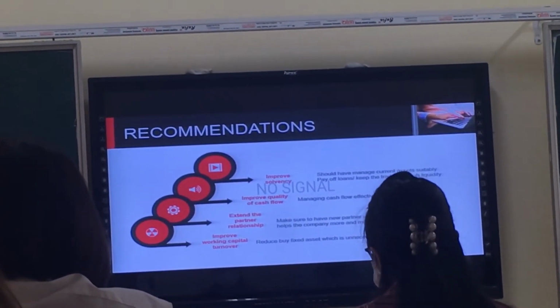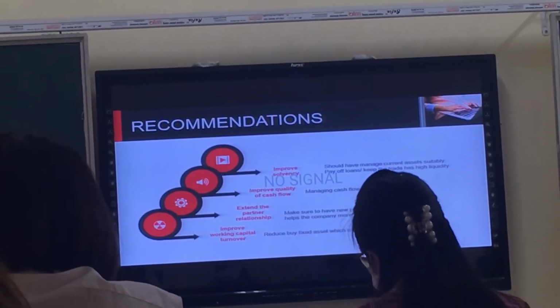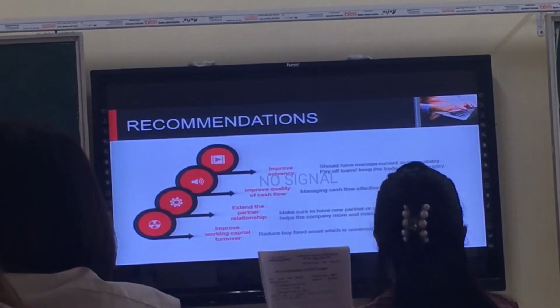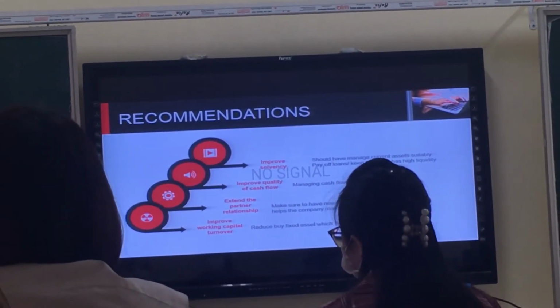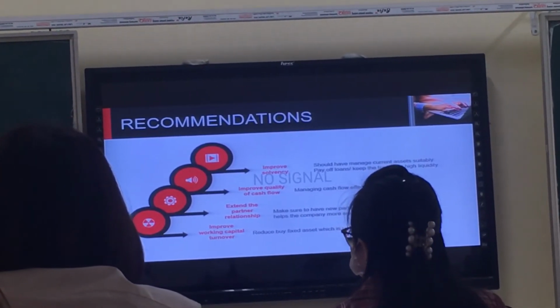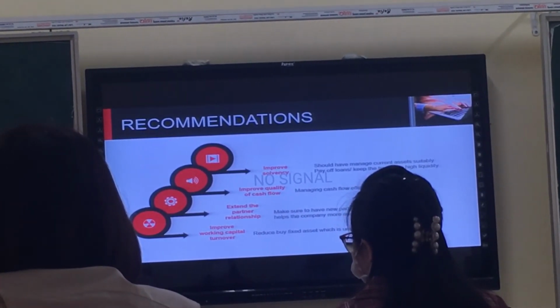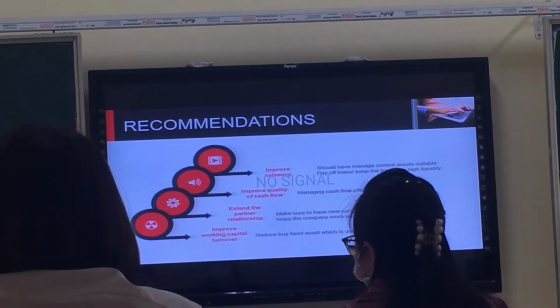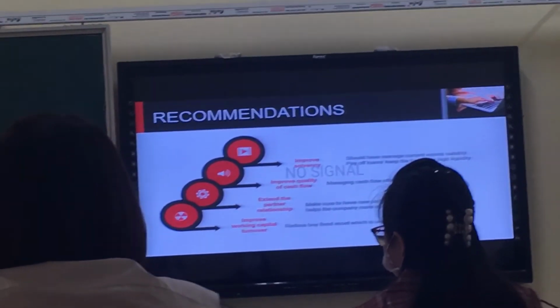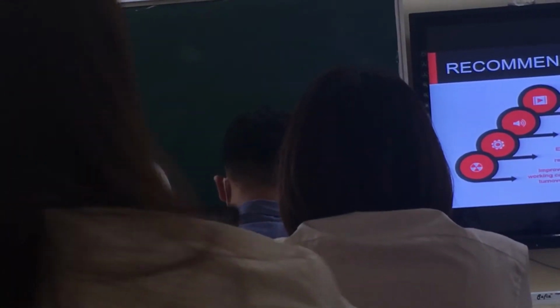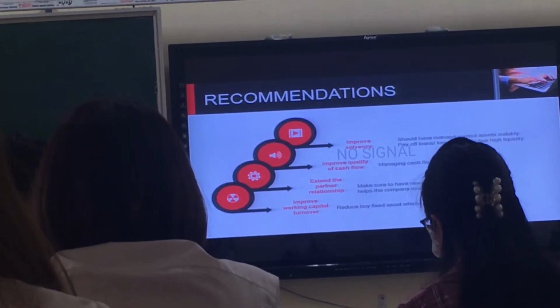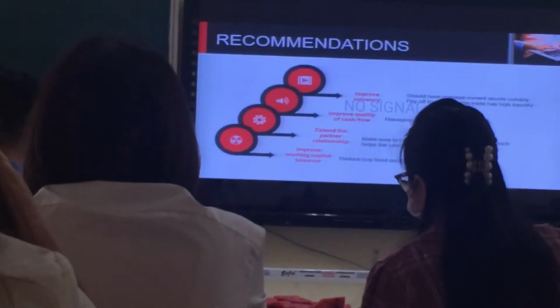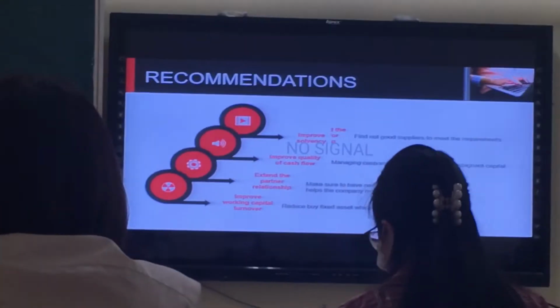And for the recommendation, the first one, I want the company to improve the solvency. It means we should manage current assets suitably and pay off all loans, keeping high liquidity. The second, improve the quality of cash flow. It means managing cash flow effectively. And the next, improve working capital turnover. We should review and sell fixed assets which are unnecessary.